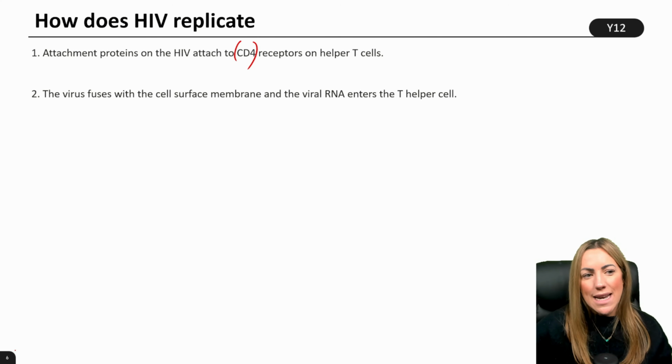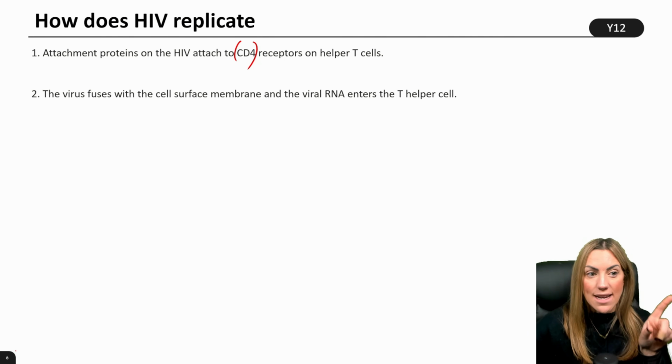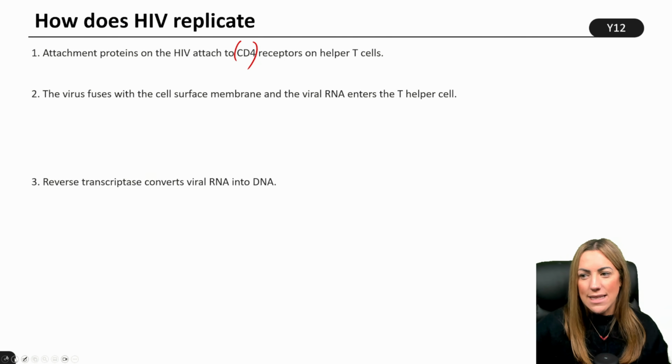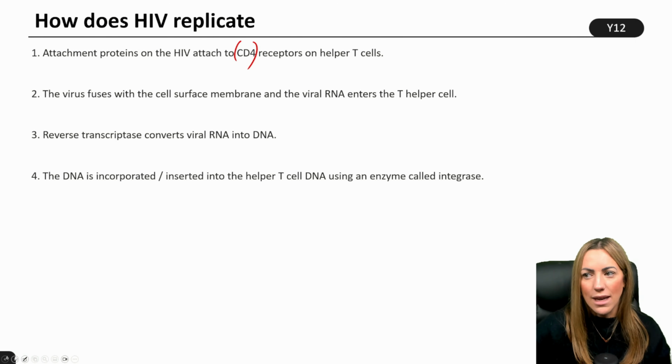Once that attachment has taken place, we can say the virus fuses with the cell membrane and the viral RNA is going to enter the T helper cell. They'll even allow you to say that it injects the viral RNA into the T helper cell. Don't forget, reverse transcriptase, that enzyme is needed to convert RNA to DNA. So that's a nice easy mark that you can get.